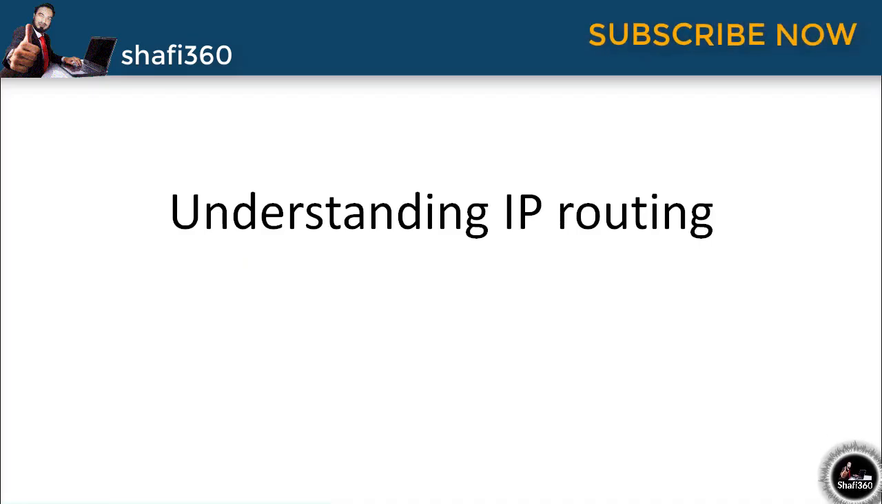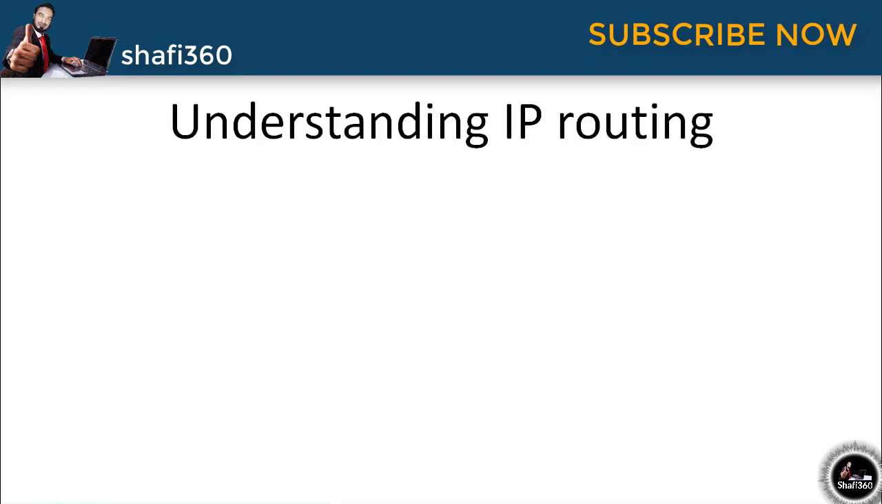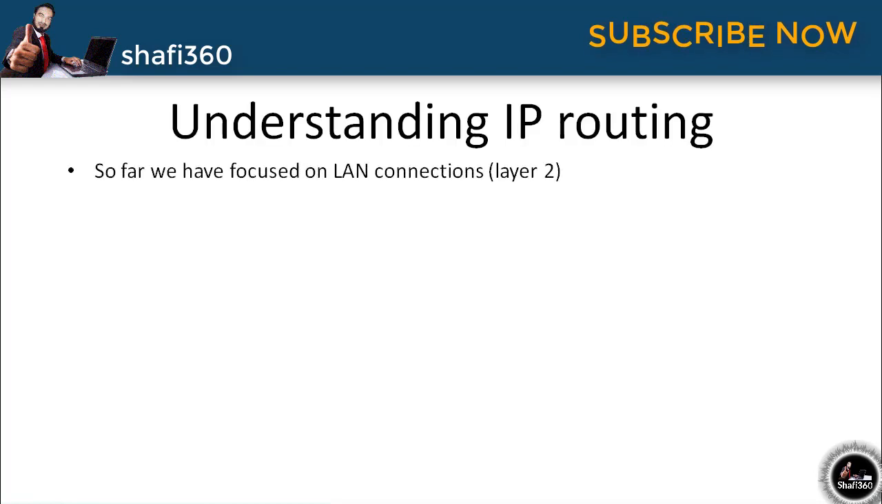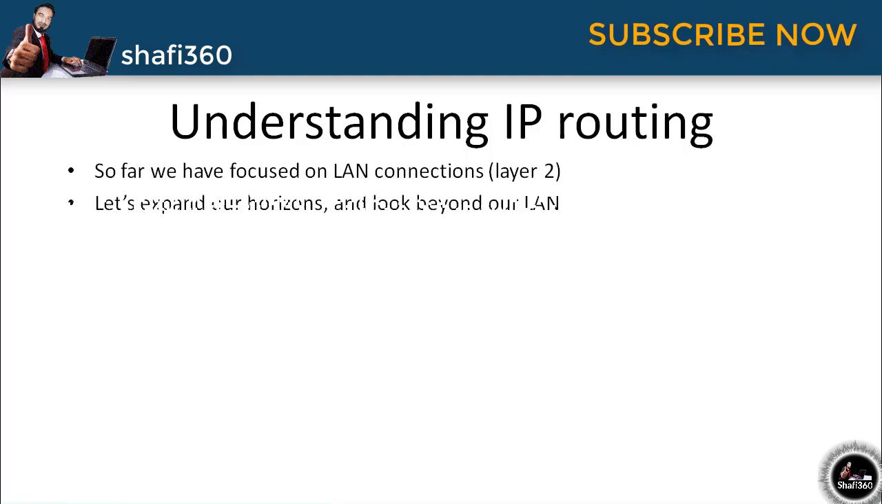In this video, we're going to discuss understanding IP routing, or as the outline says, how do routers work? Now, so far up to this point in the ICND1 course, we have focused on LAN connections, which are all layer 2 connections. I send a frame out on layer 2, it has a source and destination MAC address. The switch knows which MAC address is which and sends it out the correct port.